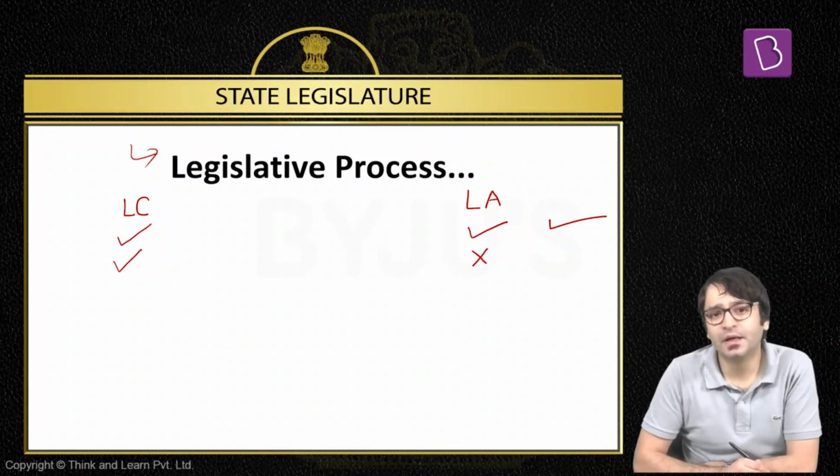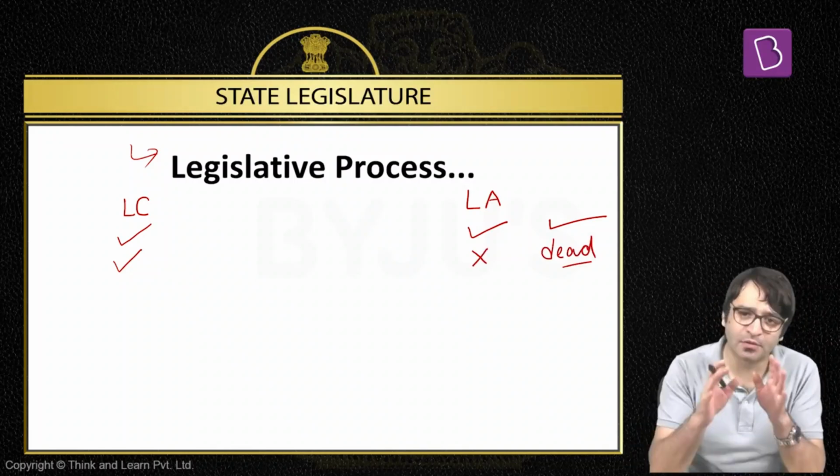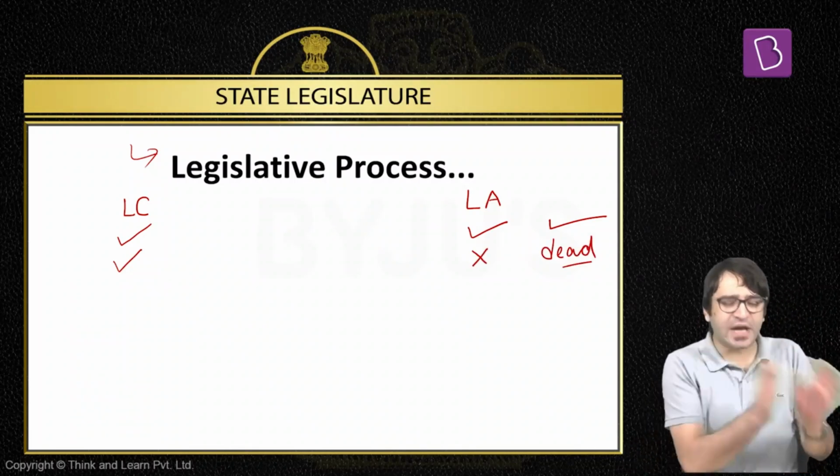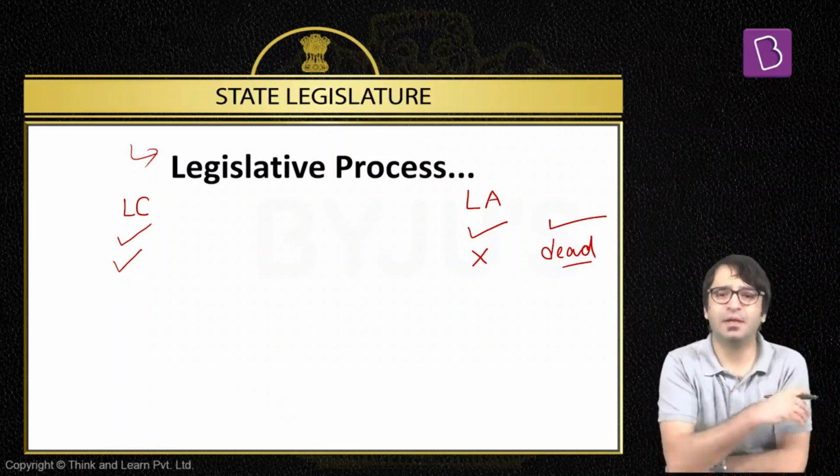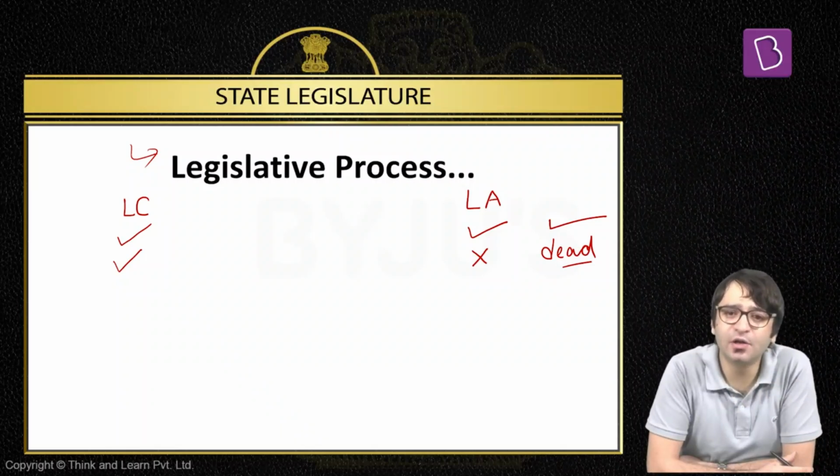The legislative council passes a bill. The legislative assembly rejects this bill. And what is the status of this bill? This bill is dead, it can never become a law. That means a proposal of the legislative council, if it is rejected by the legislative assembly, that's the death of this bill. It will never become a law. Which means there is no procedure of a joint sitting of state legislatures.